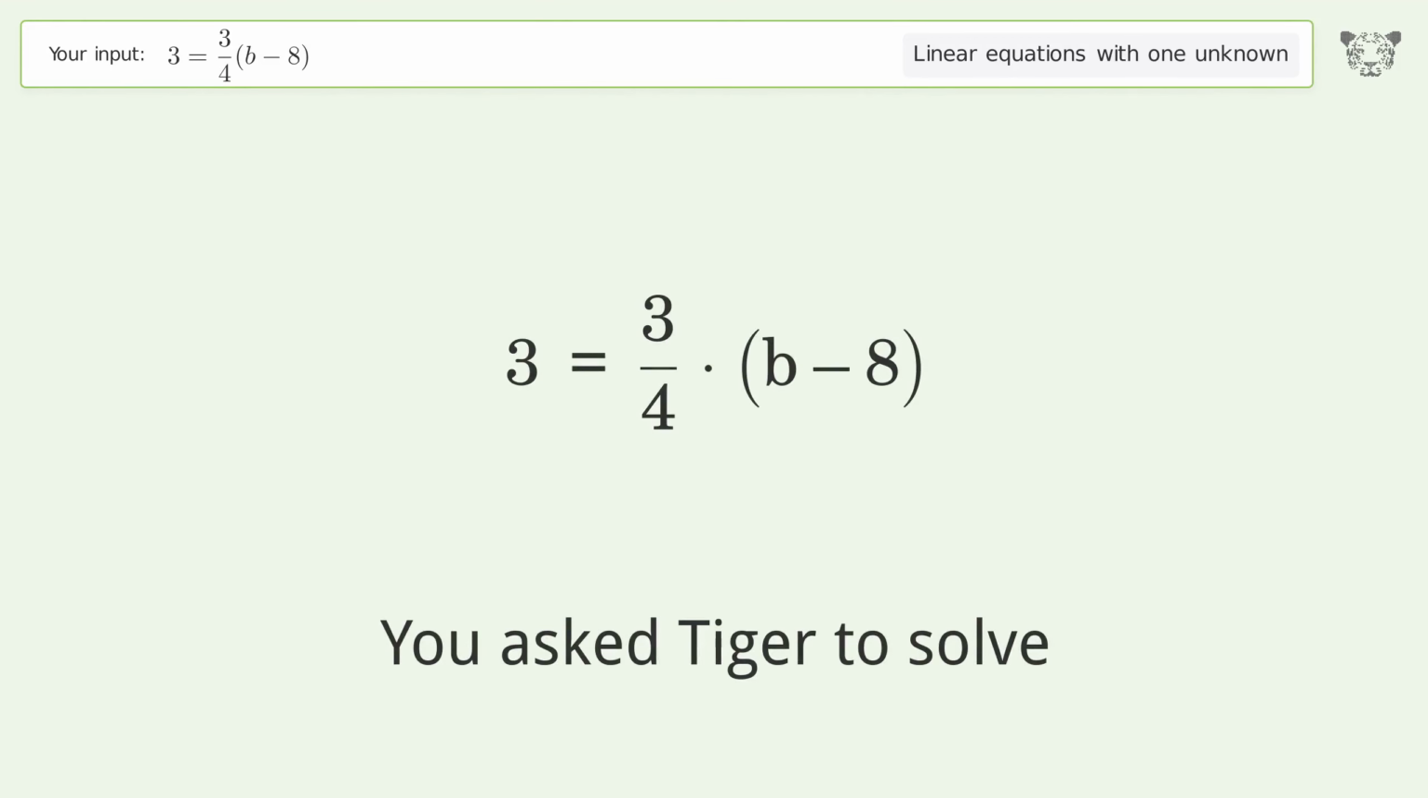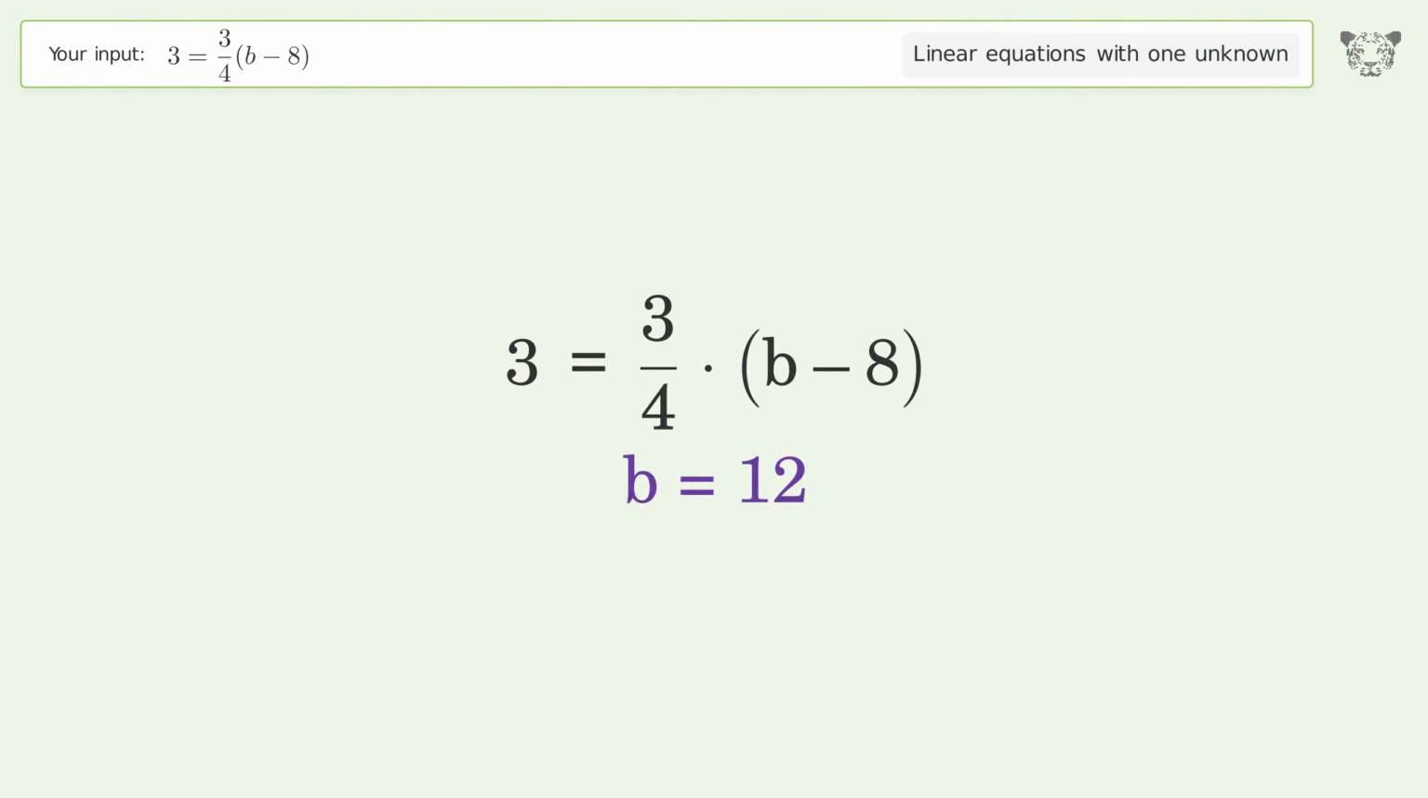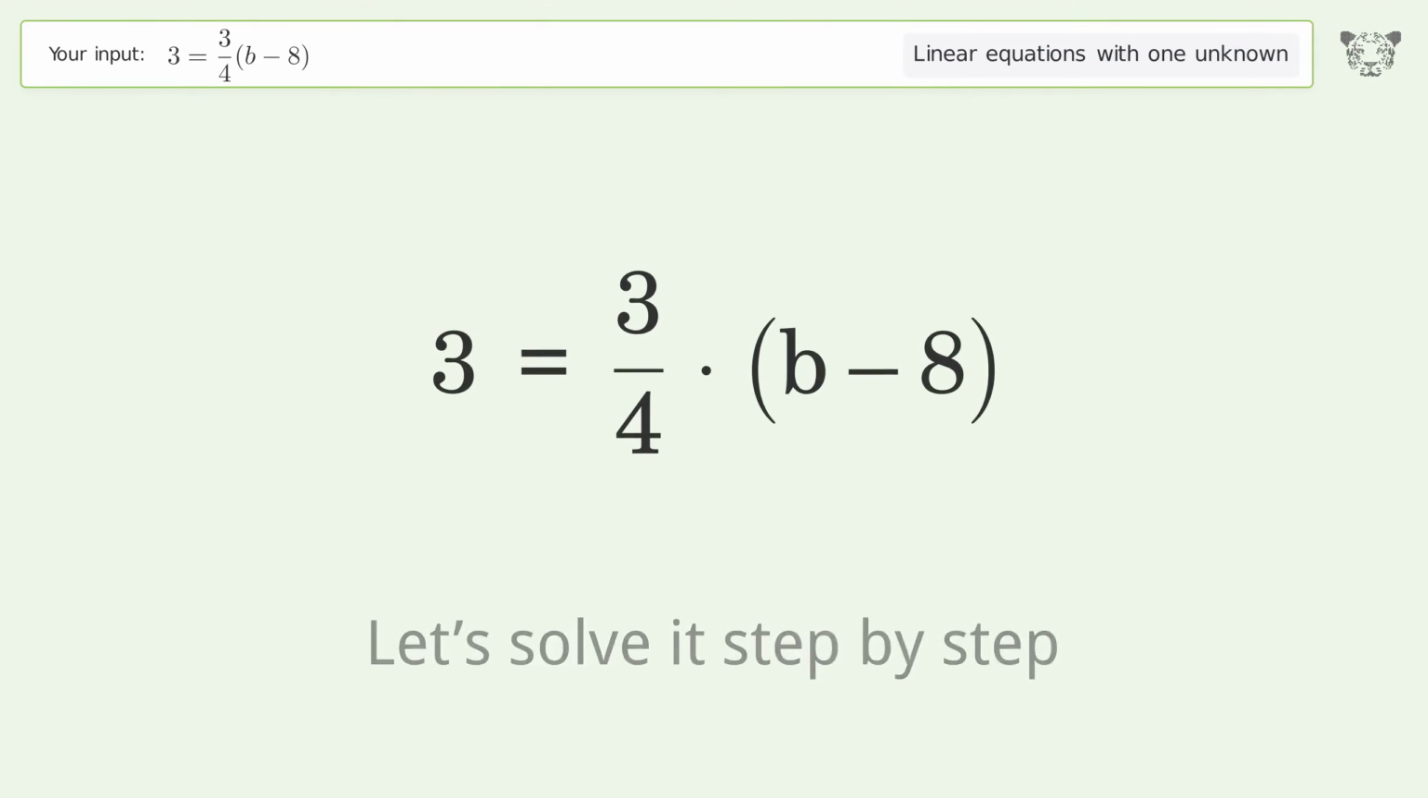You ask Tiger to solve. This deals with linear equations with one unknown. The final result is b equals 12. Let's solve it step by step.